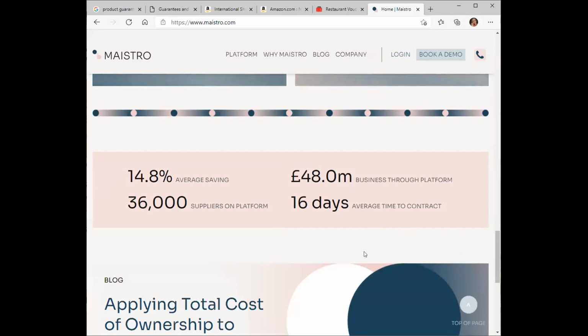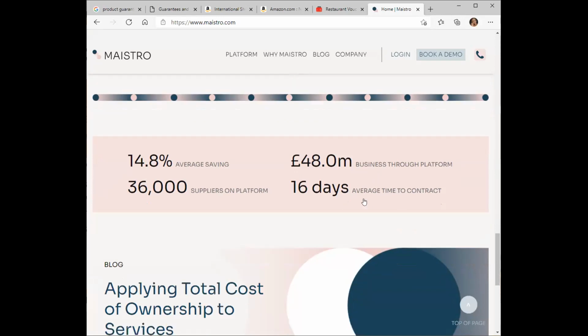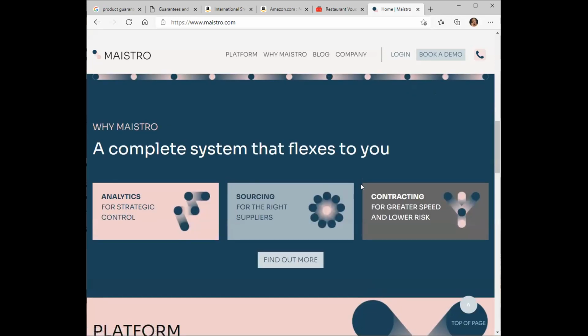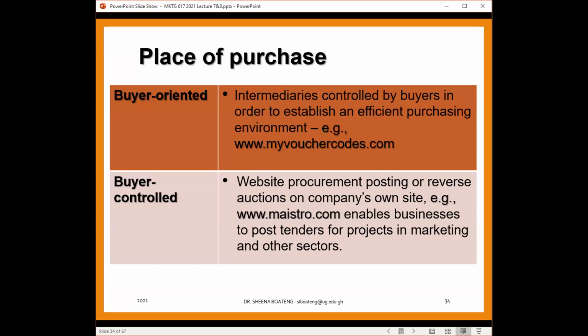And they are selling this to suppliers by saying that they can get in excess of 48 million pounds of business through the platform. So it is a win-win for participants, be it the one who is posting their ad for a particular service to be provided, or the one who is posting their offer to provide that particular product or service.